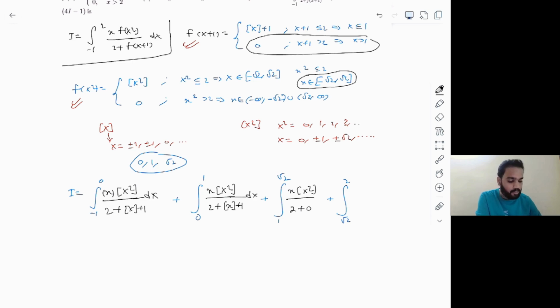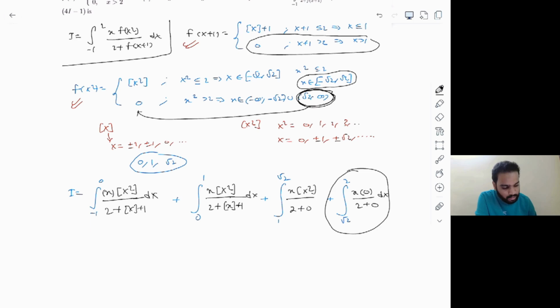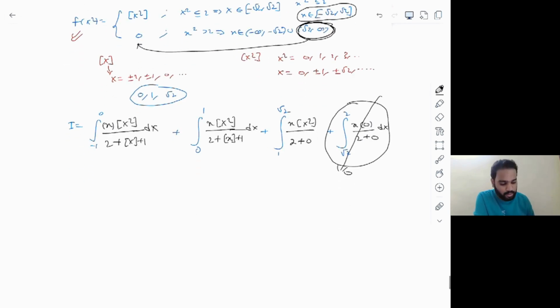Okay. And what about the last case here? Root 2 to 2, which means it is greater than root 2. Look at the definition of f of x square. When x is greater than 2, your function f of x square is directly 0. So that would make x into 0 divided by 2 plus 0 anyhow, which means the last term is anyhow going to be 0. So this is how you need to split the integration and look at the definitions of both the functions simultaneously. Based on that, you put the proper definitions of the function.